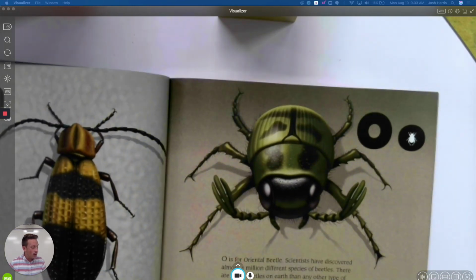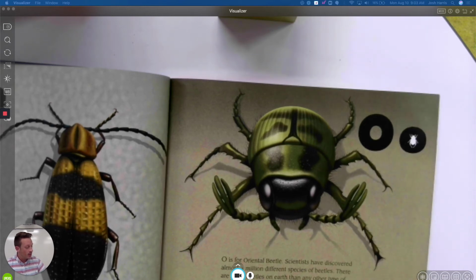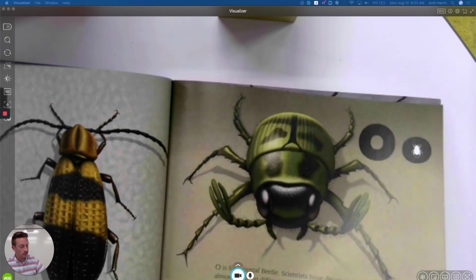O is for oriental beetle. Scientists have discovered almost 1 million different species of beetles. There are more beetles on Earth than any other type of creature. There are so many that you could probably write 1,000 different beetle alphabet books.